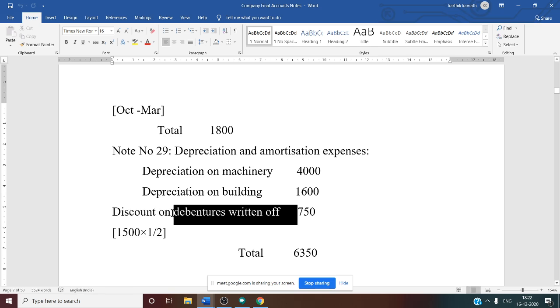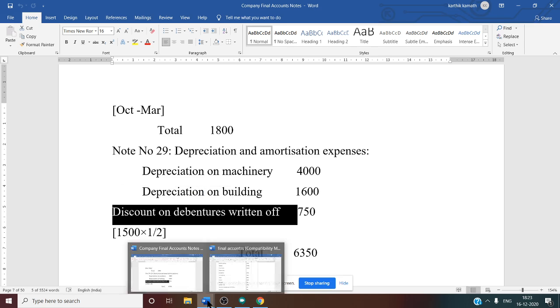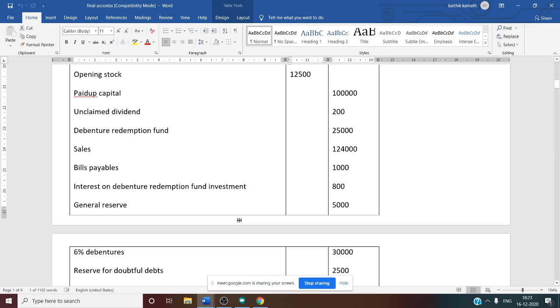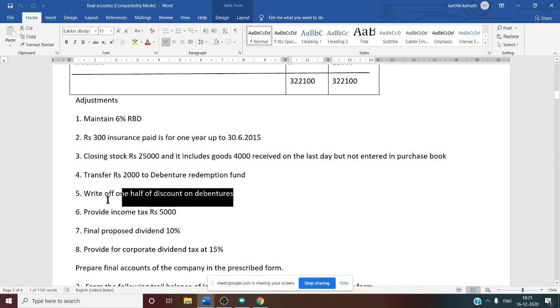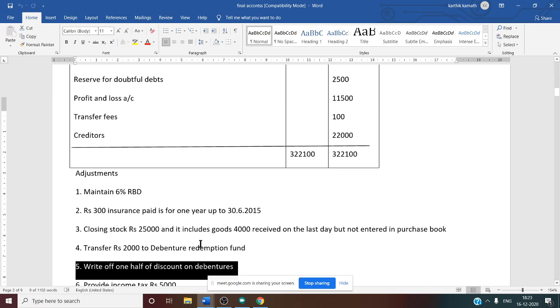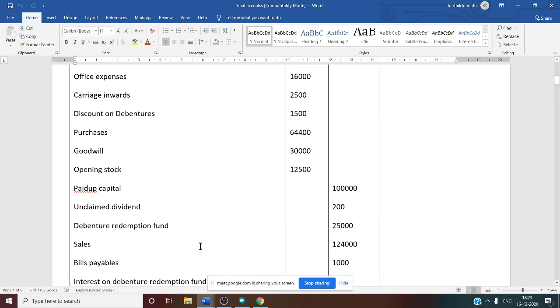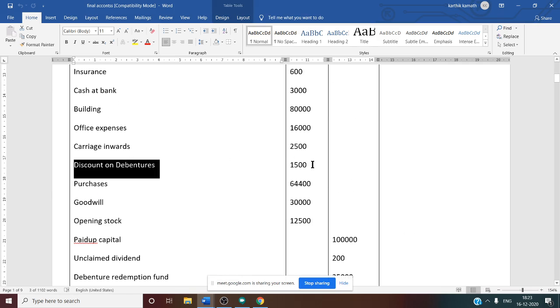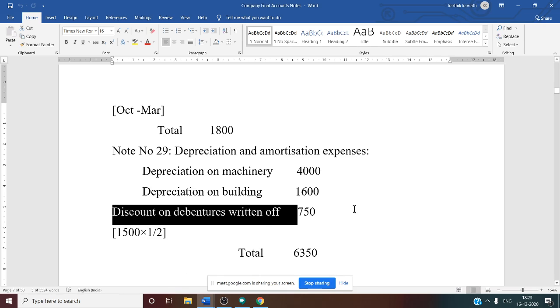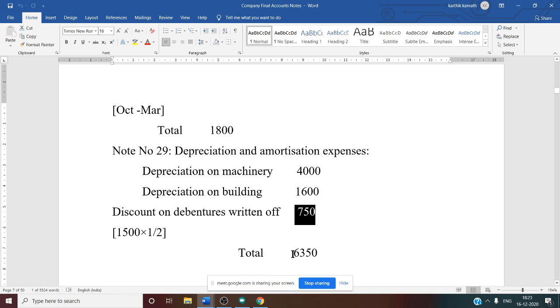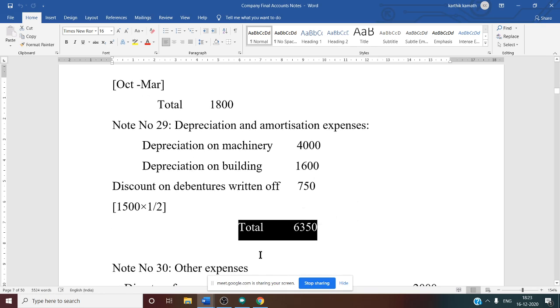Then you have to see the adjustment, discount on debentures written off. See this adjustment here, they have mentioned to write off one half of the discount on debenture. So the discount on debenture given in the trial balance, we want that, that is 1500. So 1500 into 1 by 2, if you do, you will get 750. That is the write-off of discount on debenture. So the total answer of note number 29 is 4000 plus 1600 plus 750. Total is 6350. So now note number 29 is over.